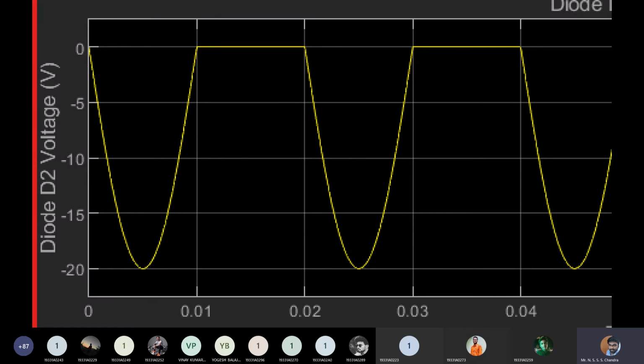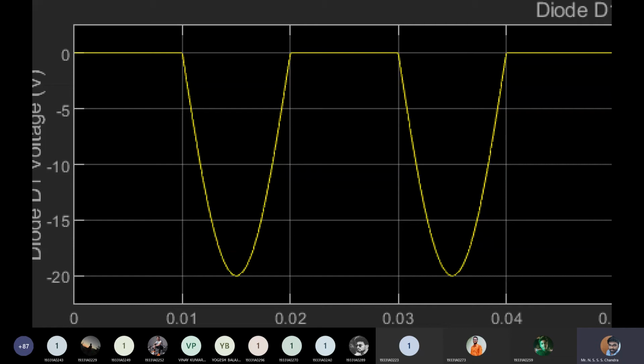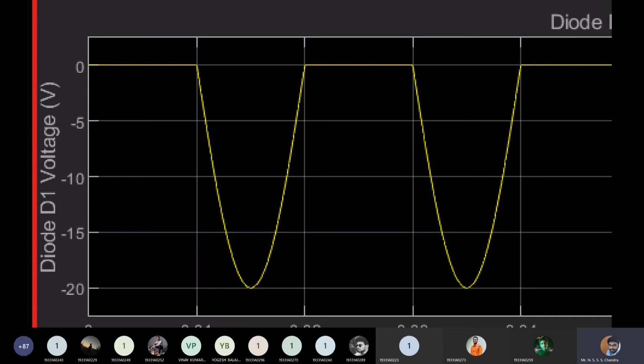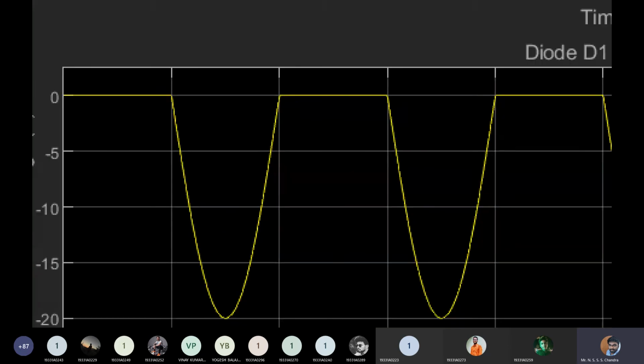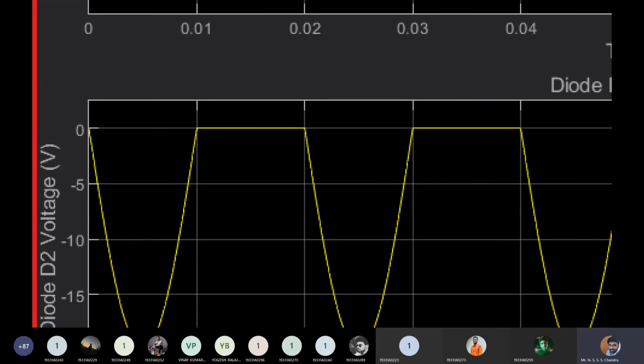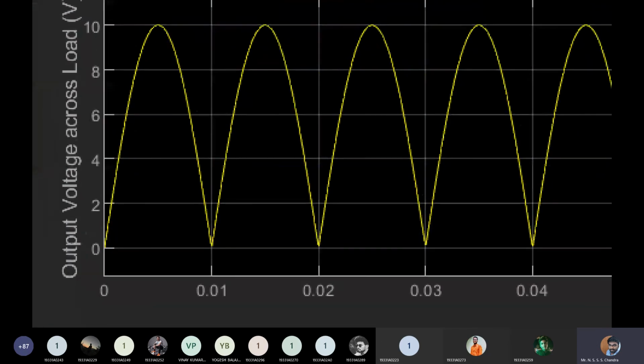For the diode D1, for the negative half cycle, it is in reverse bias and acts like an open switch. So when diode D1 is on, D2 is off. When diode D1 is off, D2 is on. Now let us move back to the output voltage.